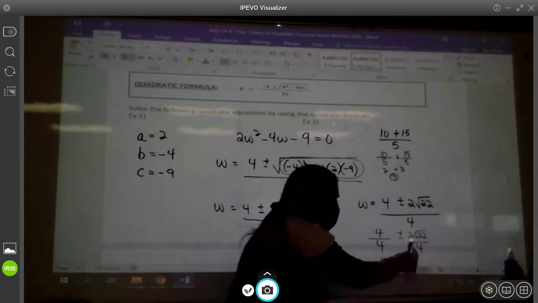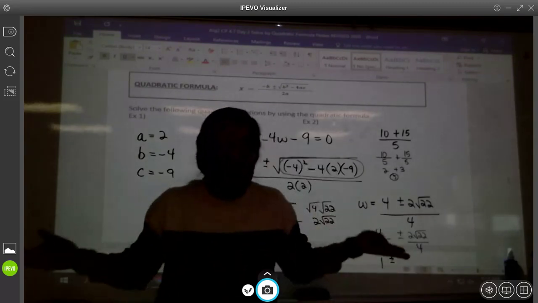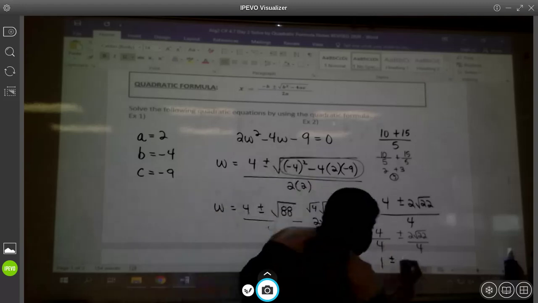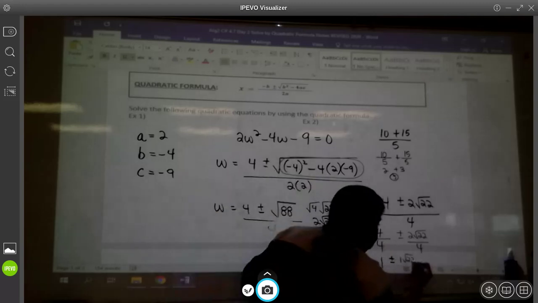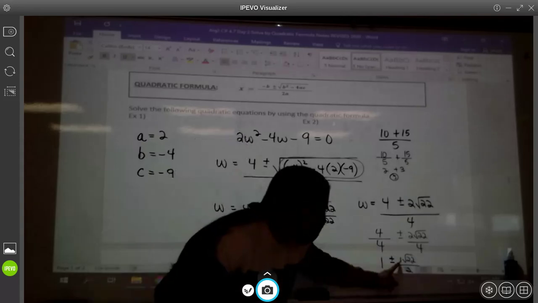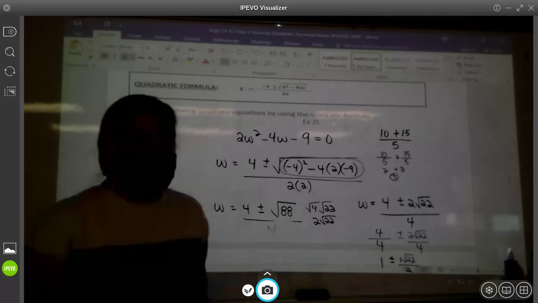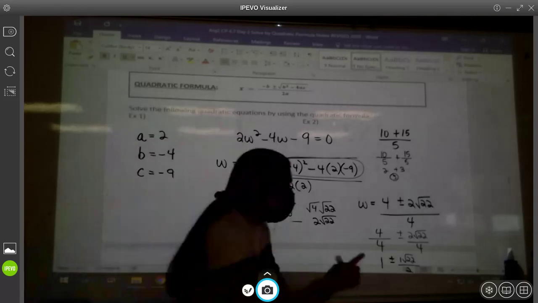So guys, what does 2 over 4 reduce to? It reduces to 1/2. So I really have 1 times the square root of 22 over 2. This, 2 over 4, reduces to 1/2. Can you see that on camera, I hope? All right, so now you have options.